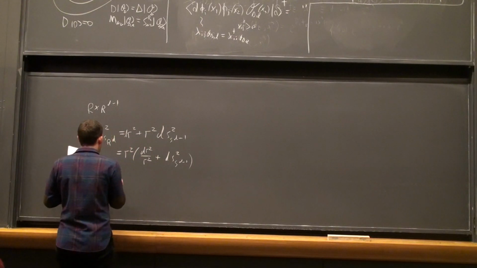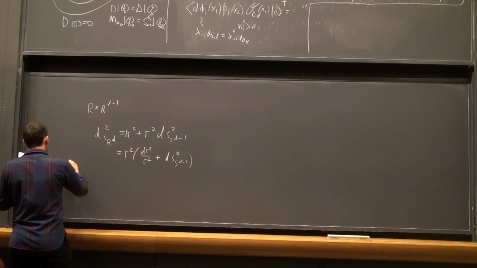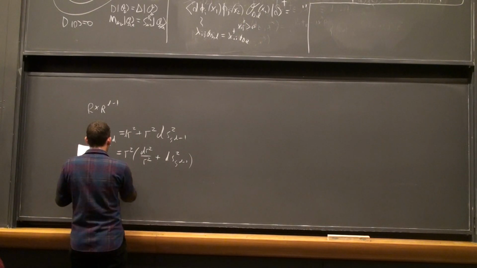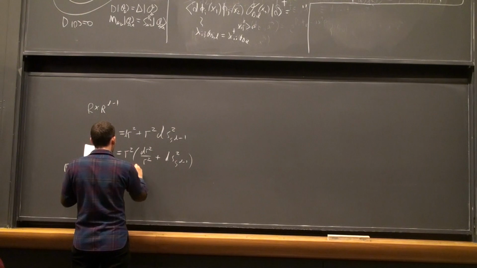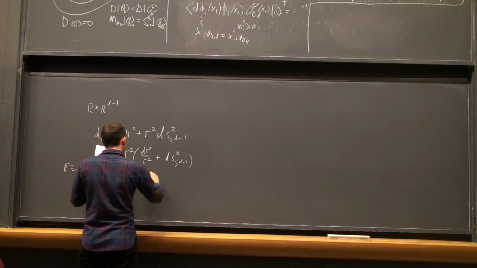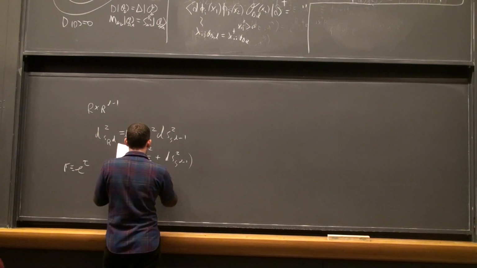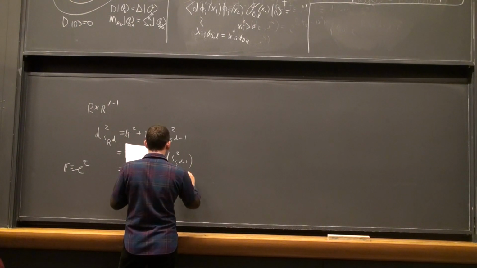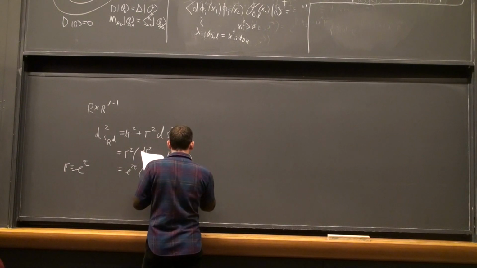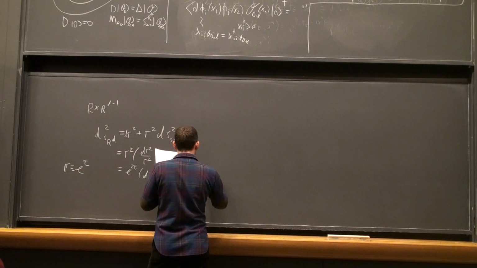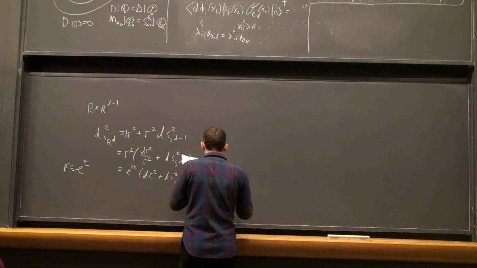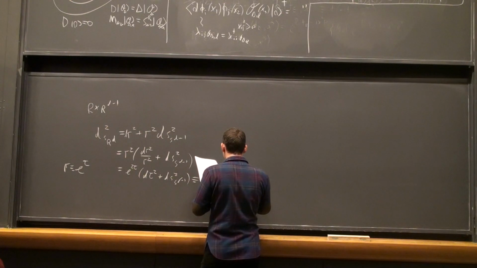And now let's define r to equal e to the tau. So we're introducing a new variable tau. In terms of this tau variable, we have e to the 2 tau times d tau squared plus ds squared of S^{d-1}. And so this, just by definition, is e to the 2 tau times the standard metric on the cylinder, which is R cross S^{d-1}.